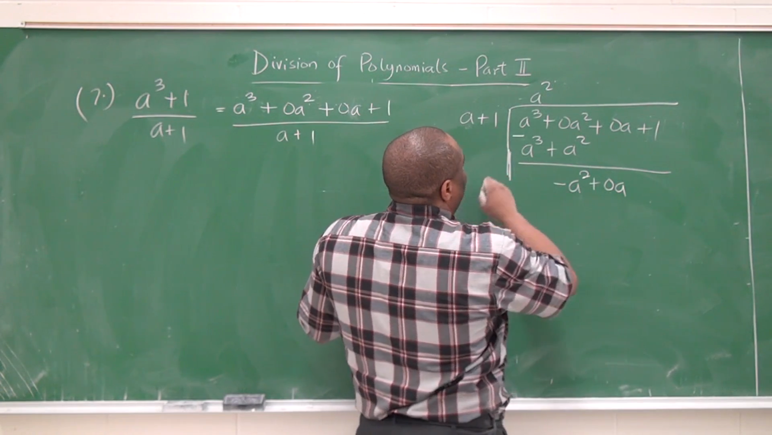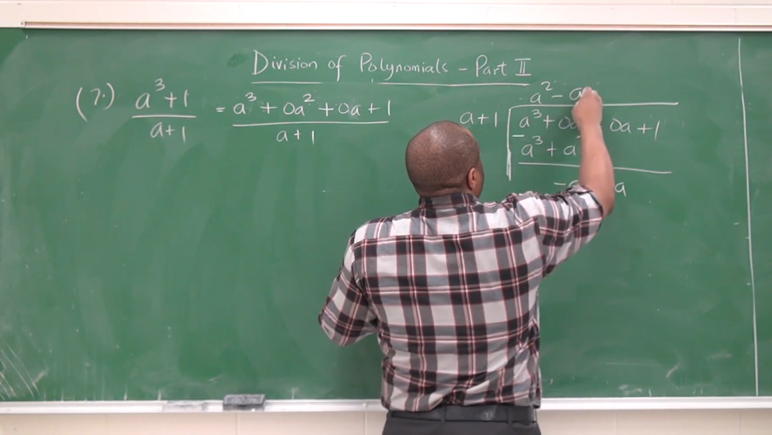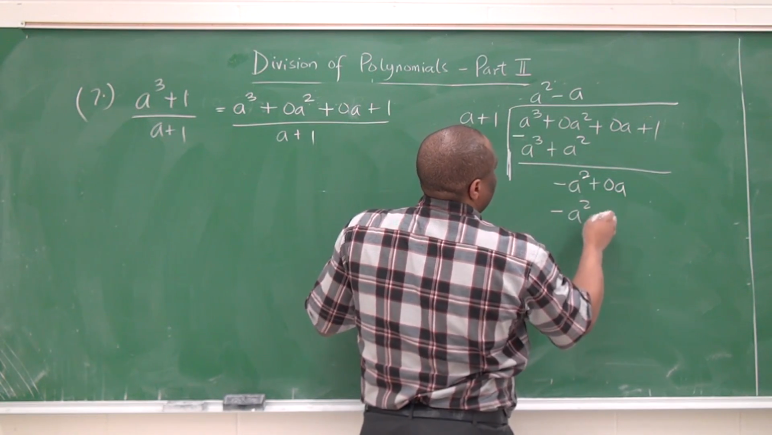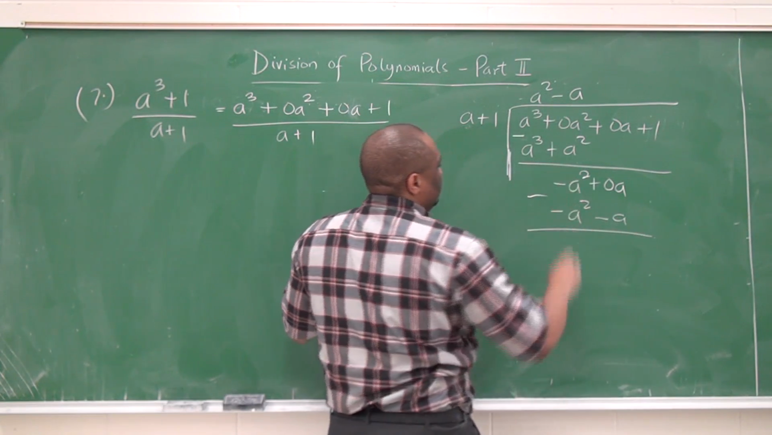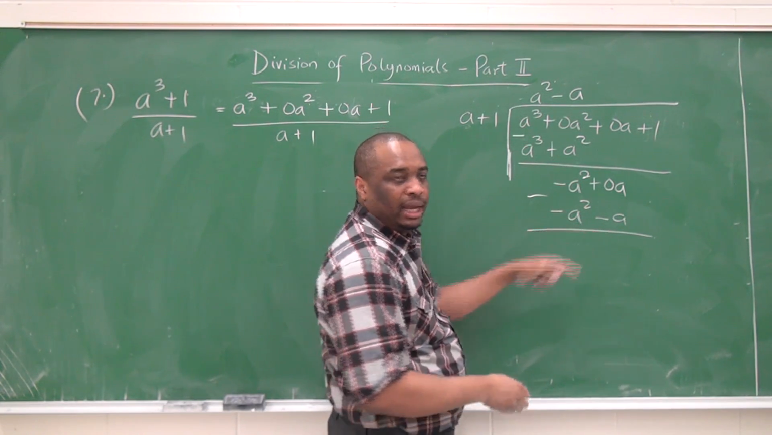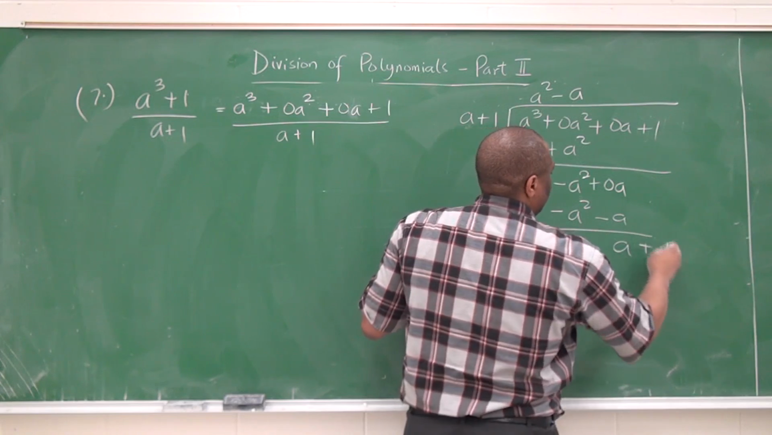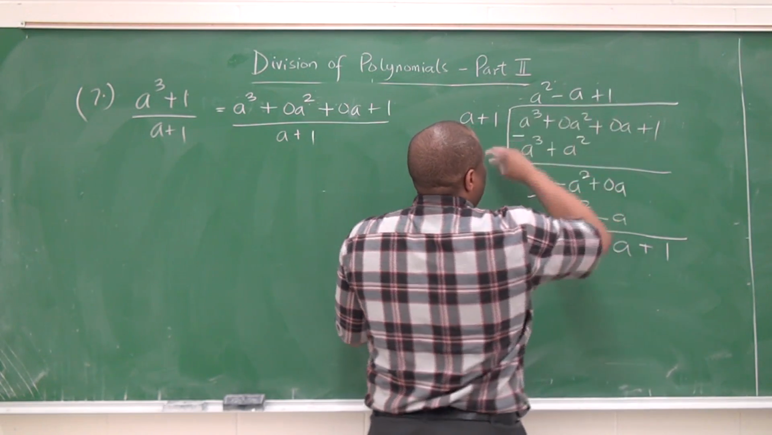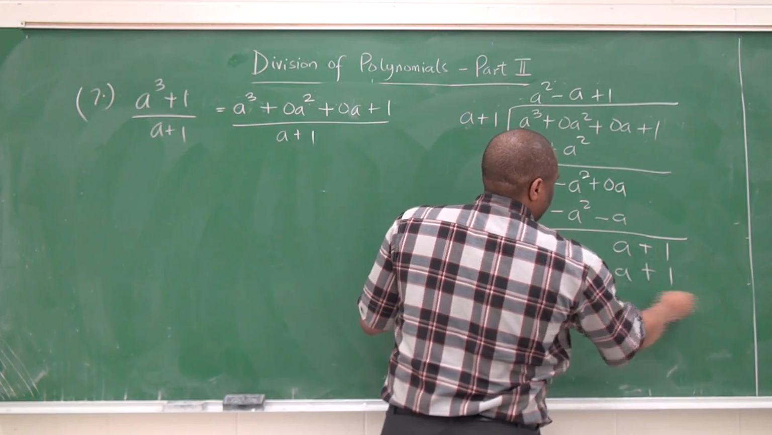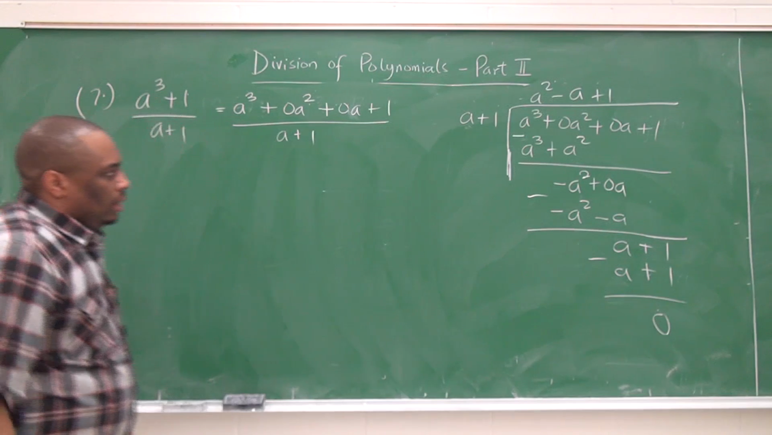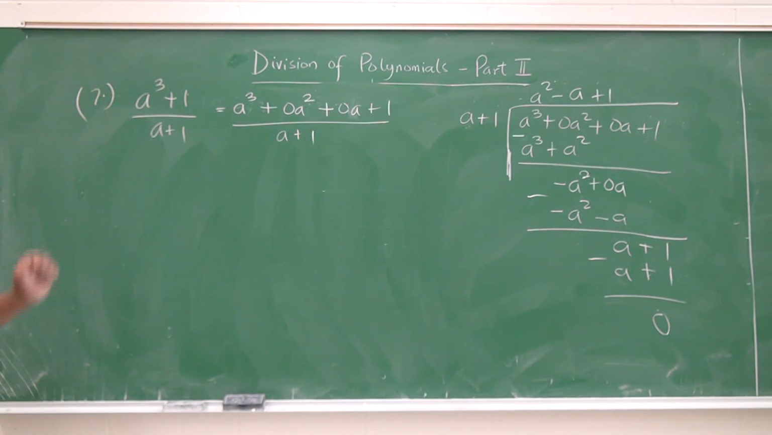Negative a squared divided by a is negative a. Negative a times a is negative a squared. Negative a times 1 is negative a. You subtract, as usual, this goes. 0 minus minus a is plus a, then plus 1. A divided by a is 1, plus 1. 1 times a is a, 1 times 1 is 1. Minus, and this is 0. Okay, so we have no remainder.